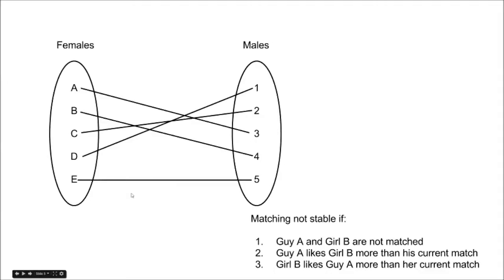The Gale-Shapley algorithm aims to find a stable matching. Here's a matching here, you can see the females on the left, the males on the right, and it's a 1-to-1 mapping, so that A only likes 3 and 3 is matched to A, and that's it. The matching is not stable if there is a guy and a girl who are not matched, and they each like each other more than their current match. The rules are formalised down here in the bottom right a little bit more.